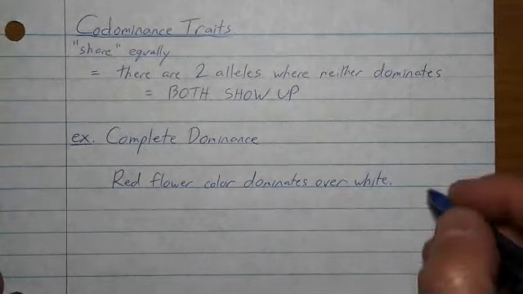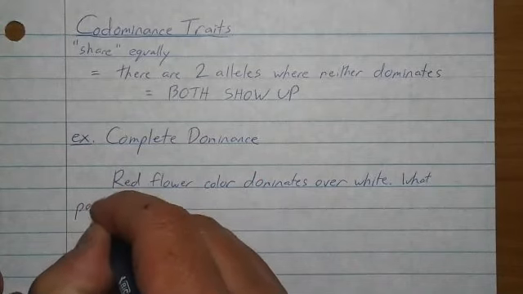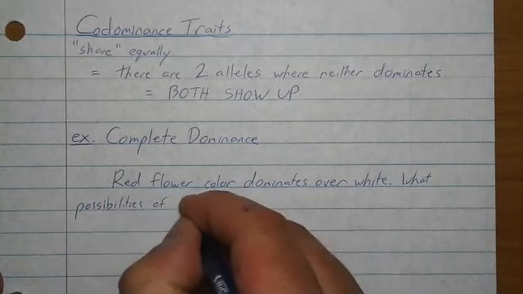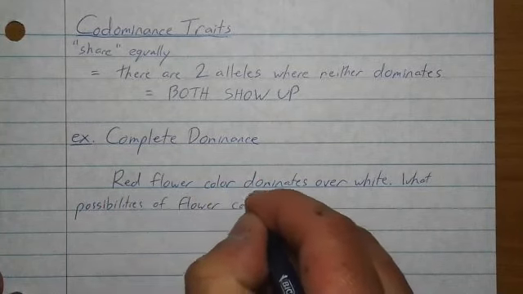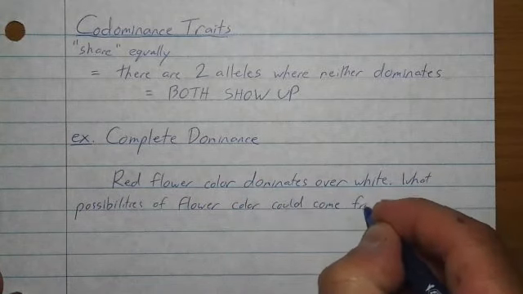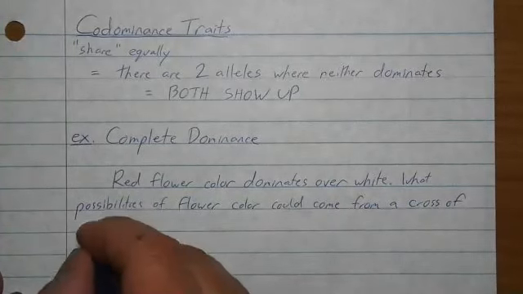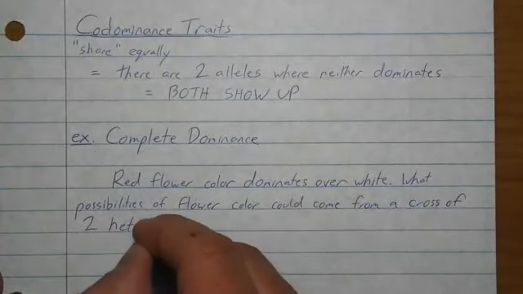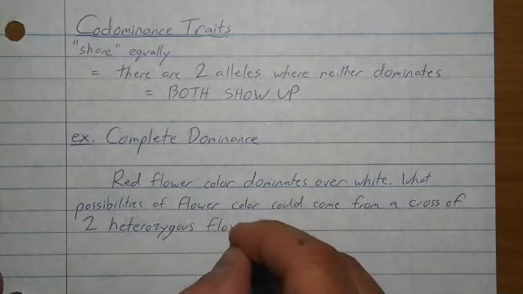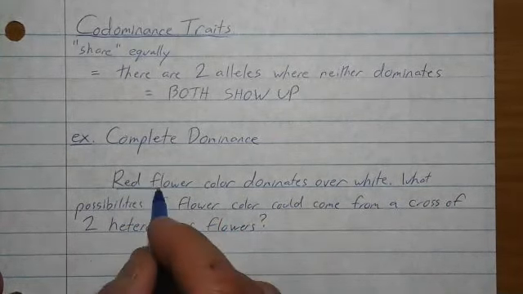And then I give you a problem like, what possibilities of flower color could come from a cross of two heterozygous flowers. Okay, so you got to decipher that a little bit, right? So red dominates over white.